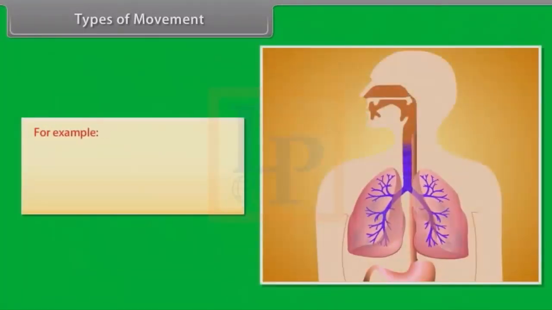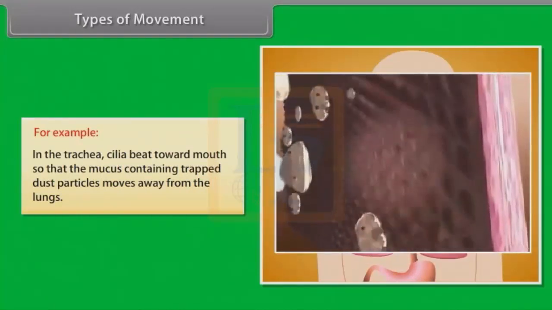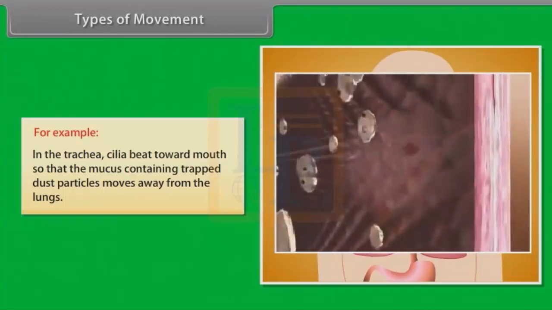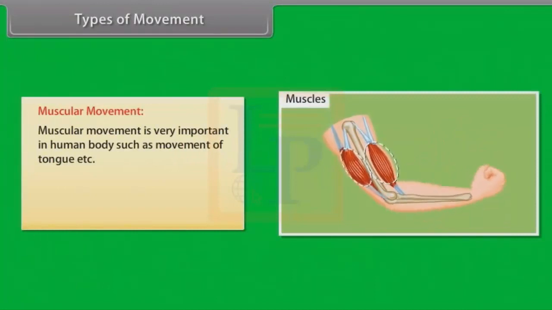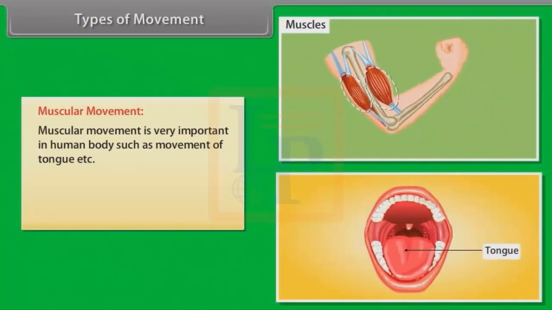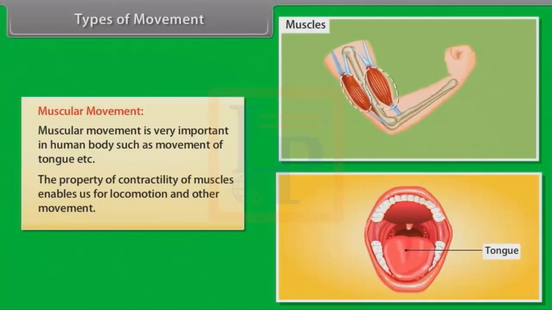Ciliary movement. Ciliary movement occurs in those organs which are internally lined by ciliated epithelium. For example, in the trachea, cilia beat towards the mouth so that the mucus containing trapped dust particles moves away from the lungs. Muscular movement. Muscular movement is very important in human body, such as movement of tongue, etc. The property of contractility of muscles enables us for locomotion and other movement.